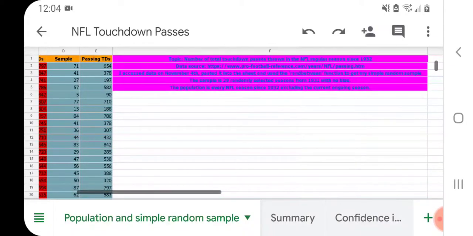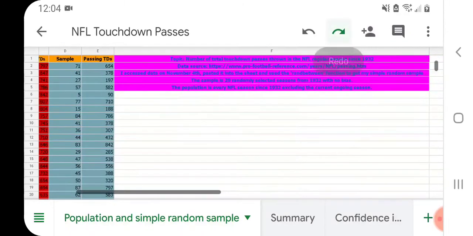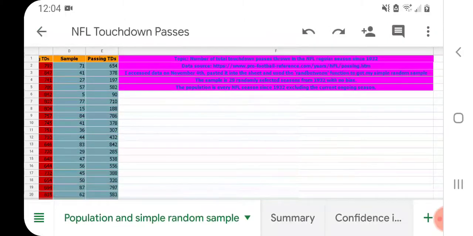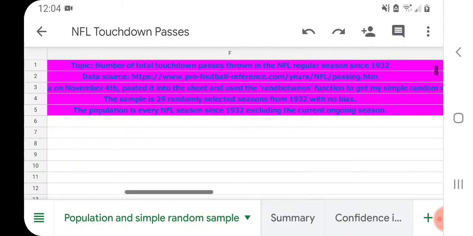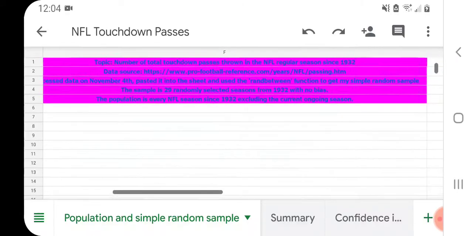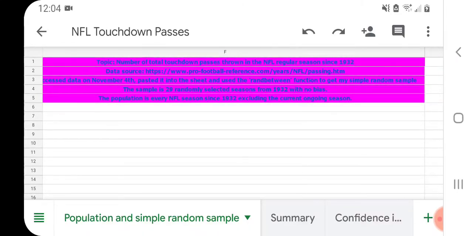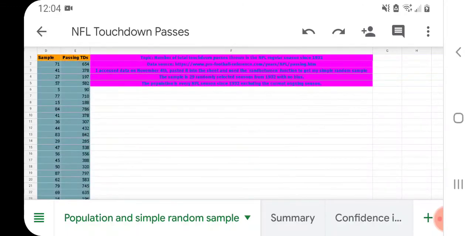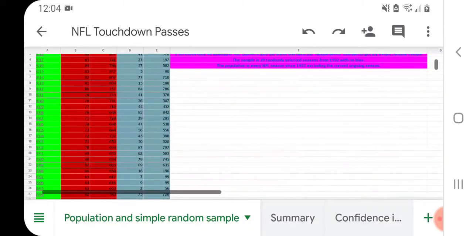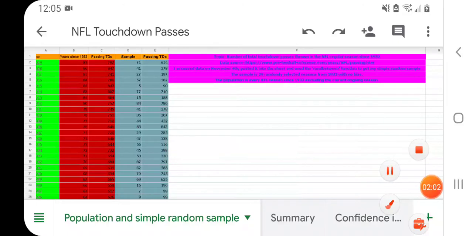The topic is the number of touchdown passes thrown in the NFL regular season since 1932. Data source is right here. Accessed on the 4th of November. Pasted it on the sheet, and like I said, used the RANDBETWEEN function to get the simple random sample. The sample is 29 randomly selected seasons from 1932 with no bias. And the population is every NFL season since 1932, excluding the current ongoing season, just because it's constantly changing and it's just not complete yet.